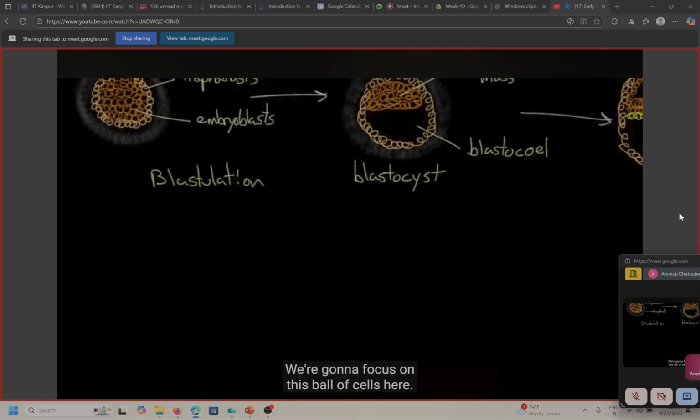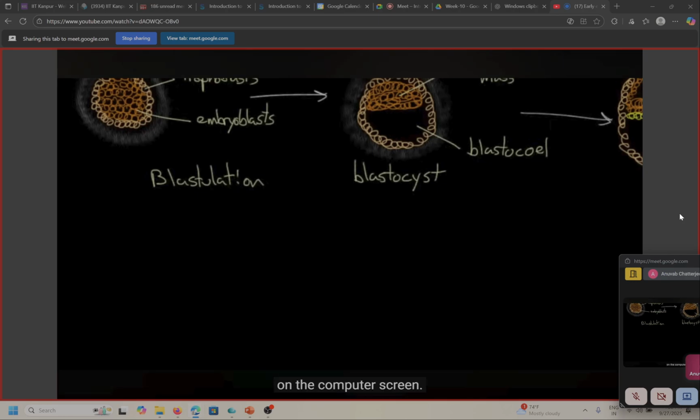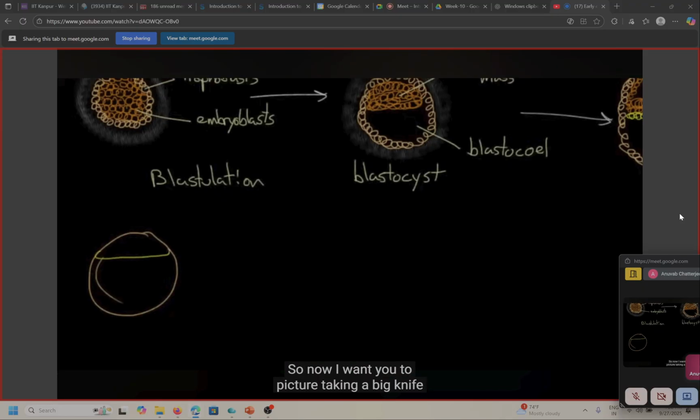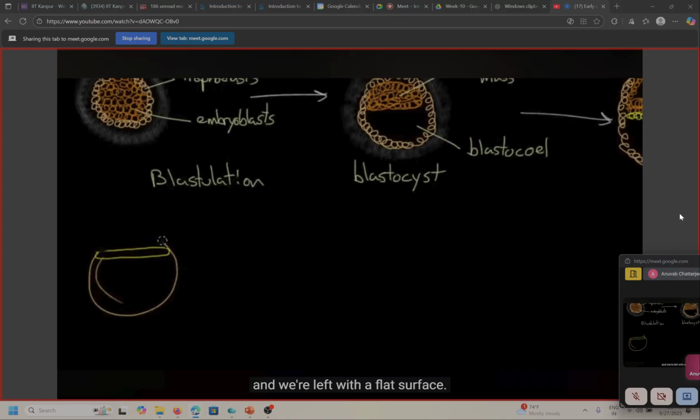We're going to focus on this ball of cells here. And I really want to stress that this is a ball of cells. It's not flat like we've got it drawn here on the computer screen. It's three-dimensional. It's spherical in nature. So think of it like a melon. Here I'm going to draw a spherical melon. Now I want you to picture taking a big knife or a machete and just slicing the top off the melon like this. So here we'll erase the top part of our melon, and we're left with a flat surface. Now that you've got a melon with a flat surface, picture yourself taking a pancake and just putting it right on top of this flat surface like that.